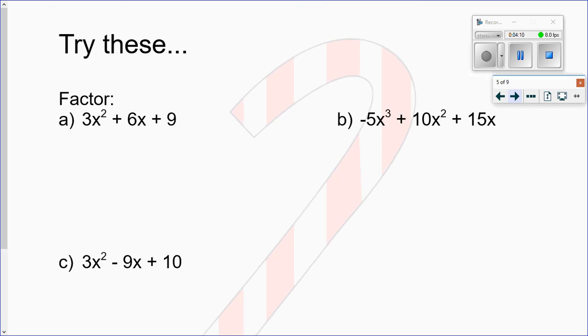So let's try a couple. Have a look at each of these and see if you can identify your GCF, and then factor it.